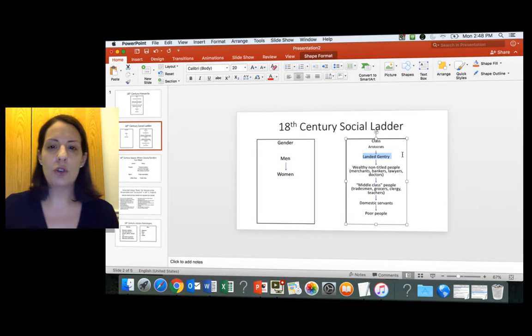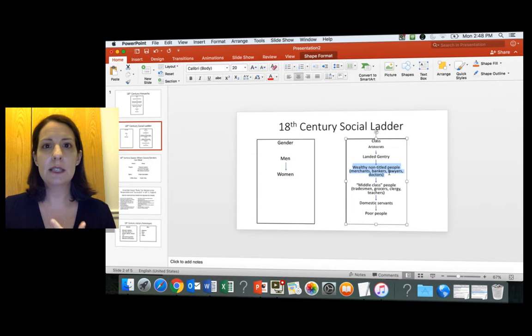So, next down the social totem pole are wealthy, non-titled people. We might today think of them as sort of upper middle class. These are people that have to work for a living, but they typically have either high prestige jobs or jobs that net them a lot of money, or both. So, it's people like merchants, bankers, lawyers, and doctors.